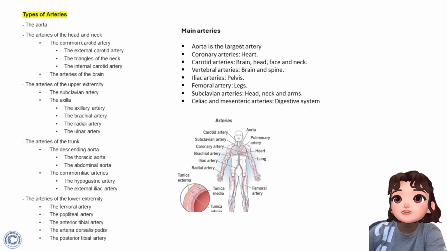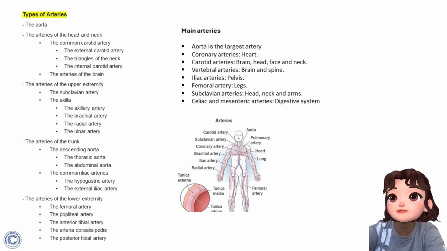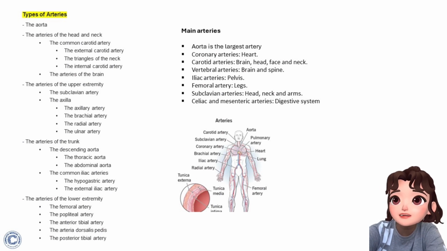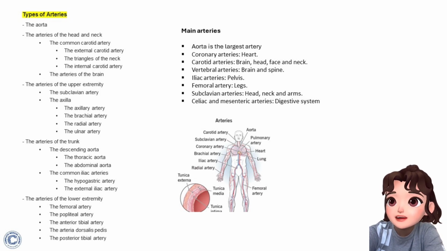Now let's look into the types of arteries. These are the different types of arteries: aorta, arteries of neck and head, common carotid artery, arteries of the brain, arteries of upper extremity like subclavian, axilla, brachial, radial, ulnar artery. You can look in the picture. You can see the different types of arteries.